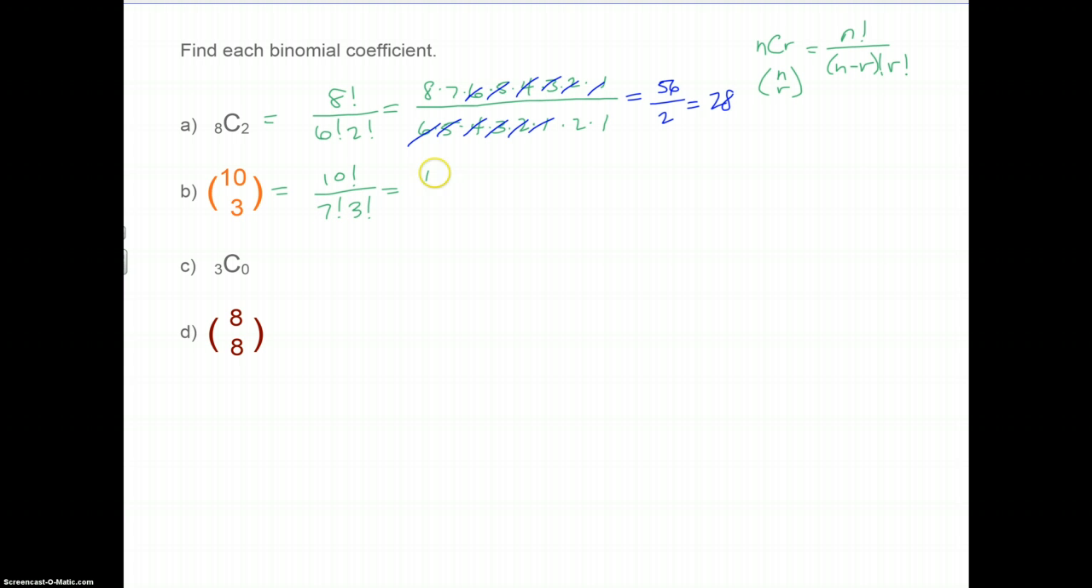So I could write this as 10 times 9 times 8. Everything else will cancel with that 7, divided by 3 times 2, which is the expansion of 3 factorial. I can actually cancel the 3 with the 9, make that a 3. And I can cancel that with that, make that a 4. So I get 10 times 3 times 4, or 120.